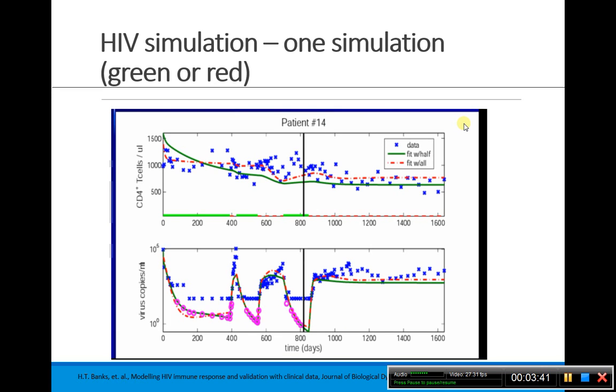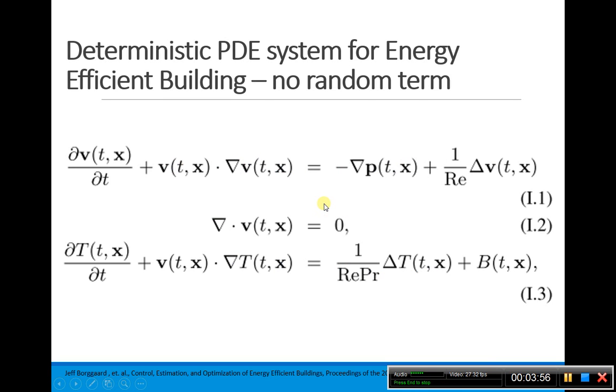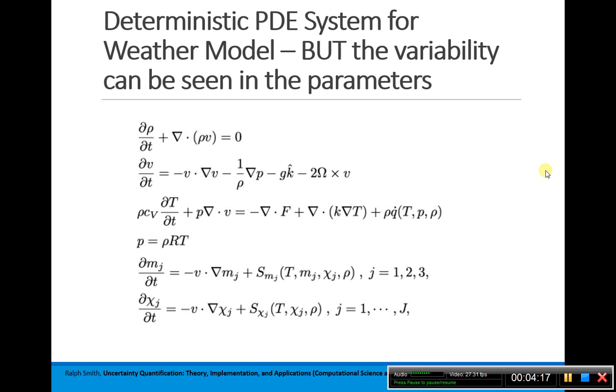So here we have one simulation. If we fit it with all the data, we get the simulation here in red. If we fit it with half the data, we get the simulation in green. If we run it again, we're going to get this exact same red curve with the exact same green curve. There's only one simulation. So here we talked about the PDE system for energy efficient buildings. Again, we have PDEs, we have our variables V and T. We do not have anything extra over here. No randomness whatsoever is added in. No stochastic term is added in.